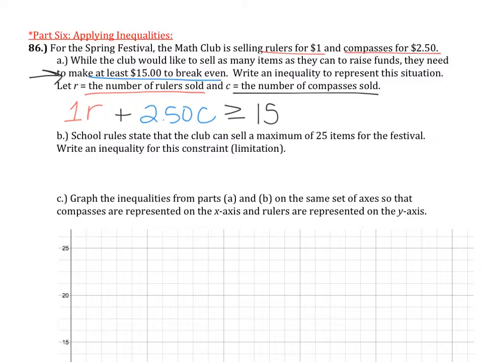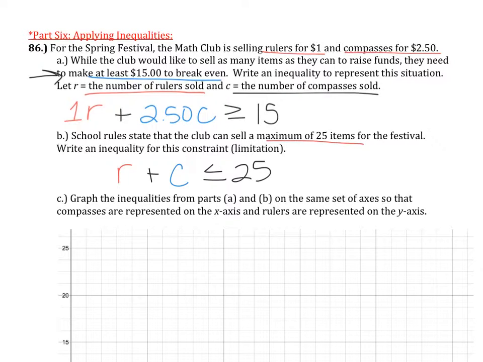Part B says that school rules state that the club can sell a maximum of 25 items. So they can sell 25, no more than that. So we are going to write an inequality for this constraint or limitation. We know that we have the rulers plus our compasses, and this cannot exceed 25. So they can't sell over 25 items.